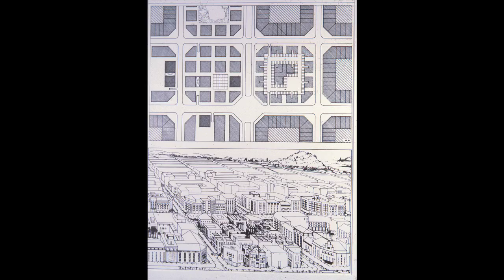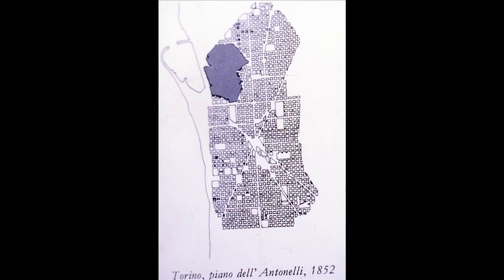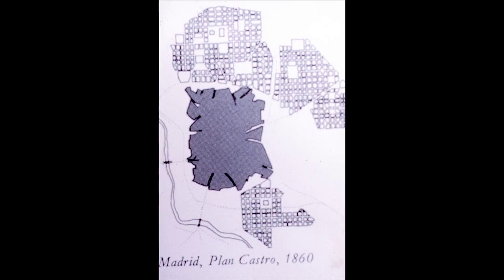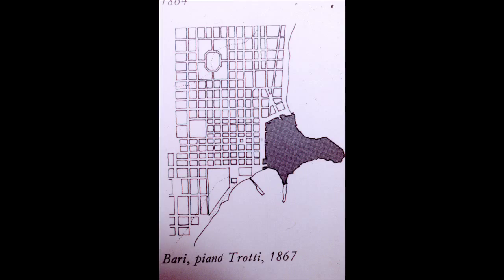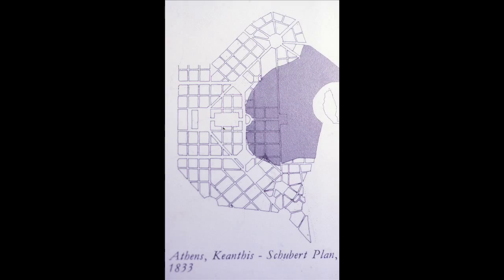Oh, sorry, there's the idea of expanding by leaving the center alone and expanding outwards. I'm just giving, this is Antonelli's plan for Torino. That is Castro's plan for Madrid. Next. This is Trotti's plan for Bari. And this is Cleanthes Schubert's plan for Athens. All suggest in the dark gray that you maintain the core of the city, take away the walls if necessary, and produce a free zone outside. Next.